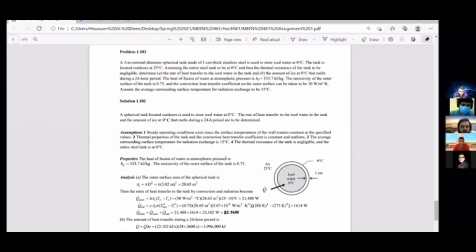Now, where did we get this number? It's because we had 3 meters at the beginning, right? And the spherical tank was made of 1 centimeter thick stainless steel. So if you add the 1 centimeter from both sides, you can get the area of the surface.